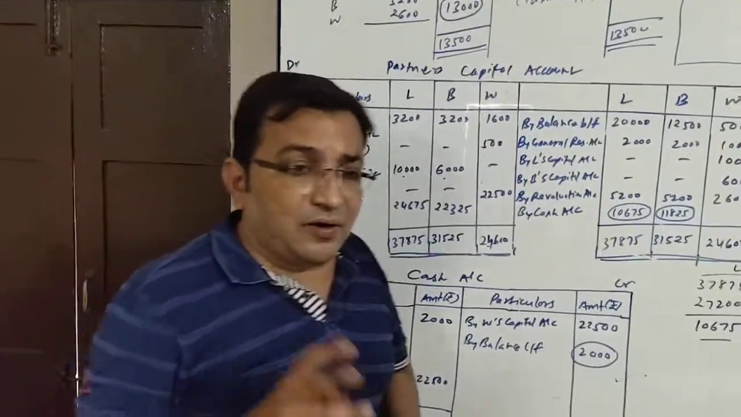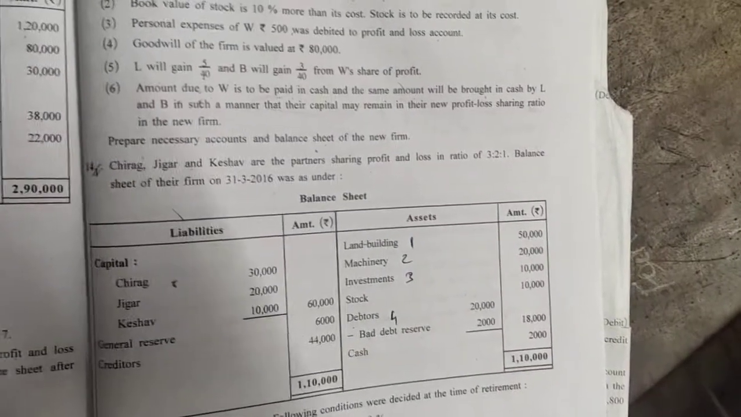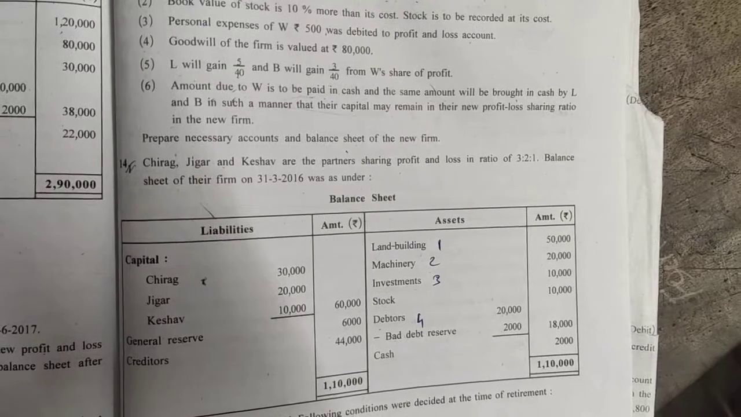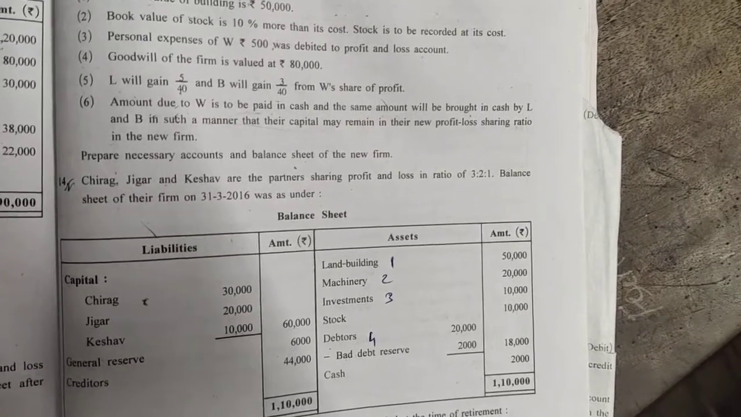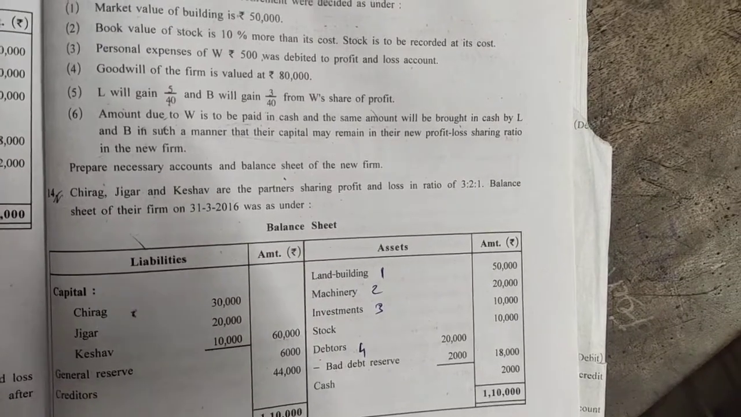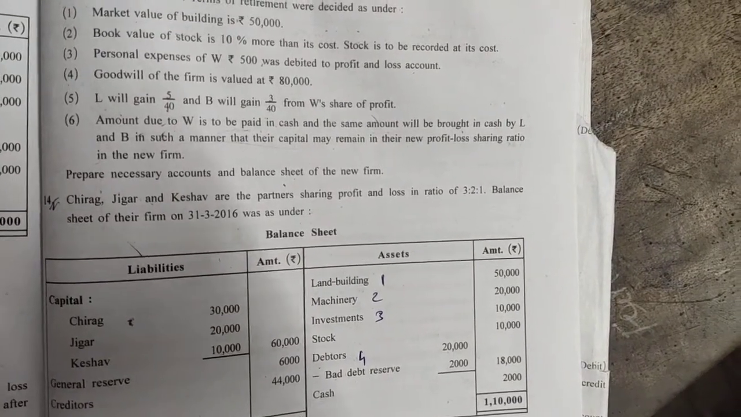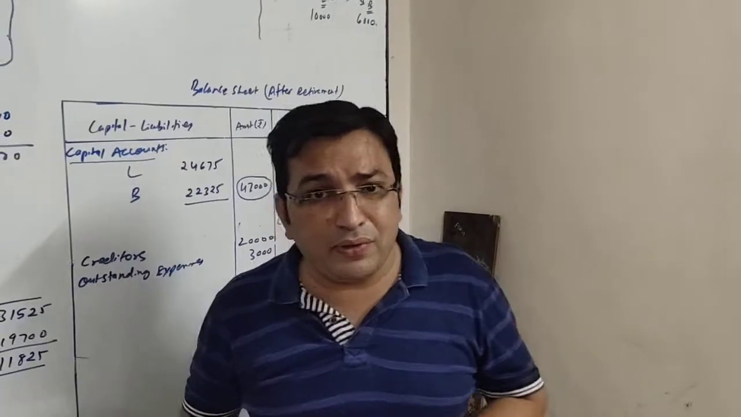Okay friends, now let us go to the last adjustment. The last adjustment says the amount due to W is to be paid in cash, and the same amount will be brought in cash by L and B in such a manner that their capital may remain in their new profit and loss sharing ratio in the firm. So friends, this is the adjustment regarding capital and amount payable to the retiring partner.